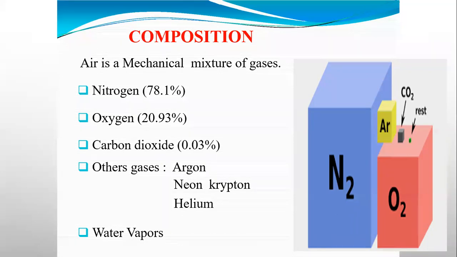Now the question arises: why has nature kept 78% nitrogen, such a large proportion of nitrogen, present in the air? Why only 21% of oxygen?